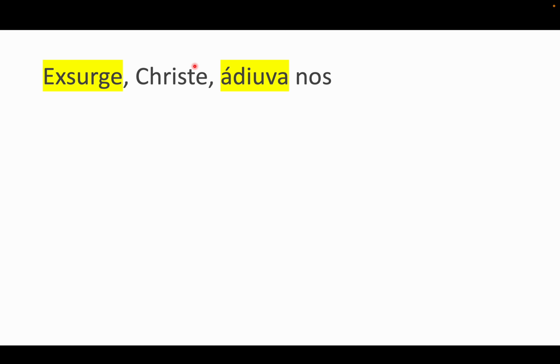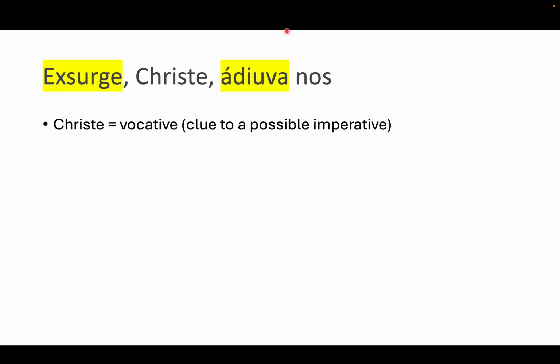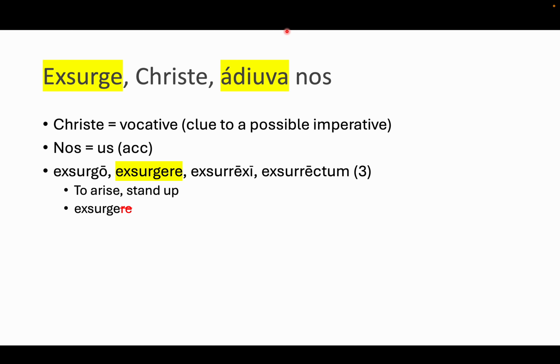So we're addressing Christ. You, Christ, okay? And in this example, exsurge and adiuva are imperatives. So the fact that we've got a vocative there, Christe, is a bit of a clue that there might be an imperative around. And in fact, we've actually got two. Nos is just the accusative version of us, the pronoun us.